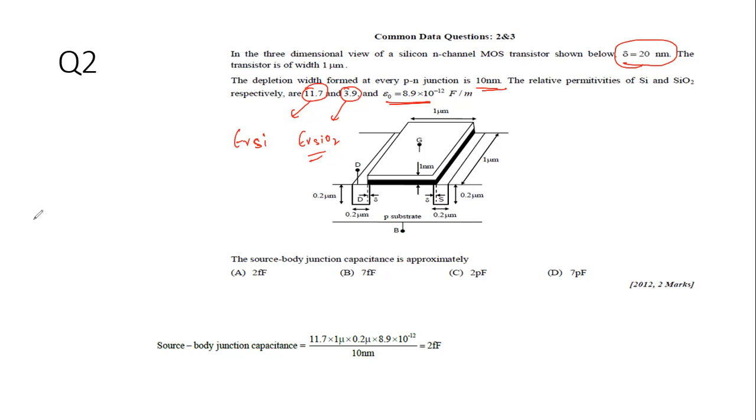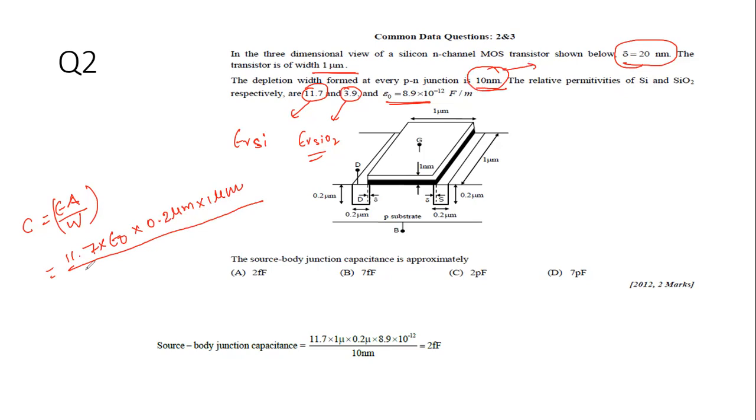So source to body capacitance is what? C equals epsilon A by W. Epsilon of silicon is 11.7 times epsilon naught, into area. Area equals what? This width is 1 micrometer, and this depth is 0.2 micrometers. So area is 0.2 micrometer into 1 micrometer, upon the width. The width at every PN junction is 10 nanometers.